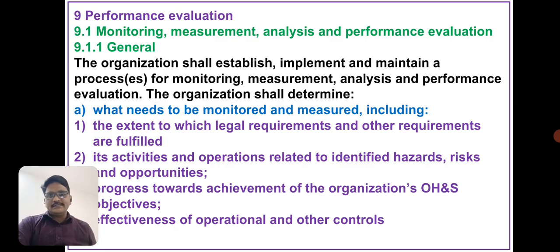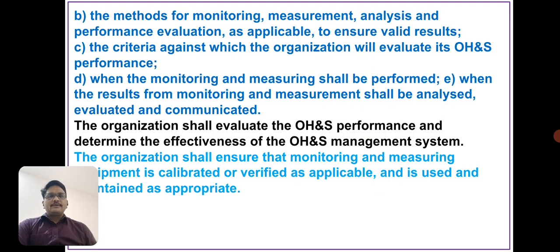For this, the organization shall determine what needs to be monitored and measured. And next is the methods for monitoring, measurement, analysis and performance evaluation, as applicable, to ensure valid results. And next is the criteria against which the organization will evaluate its OHS performance. And next is when the monitoring and measurement shall be performed and when the results from monitoring and measurement shall be analyzed, evaluated and communicated. For this, the organization shall evaluate the OHS performance and determine the effectiveness of the OHS management system.